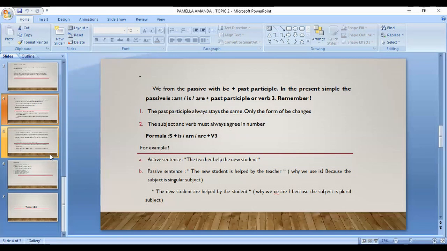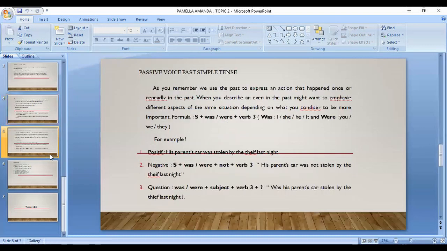For example, A, active sentence: the teacher helped the new student. B, passive sentence: the new student is helped by the teacher. Another example: the new students are helped by the teacher. Why "are"? Because the subject is plural. Next.